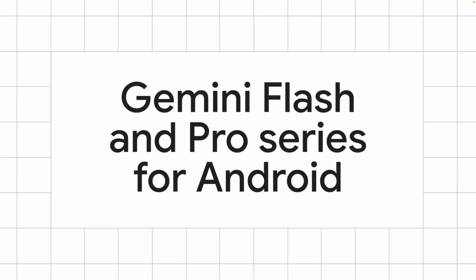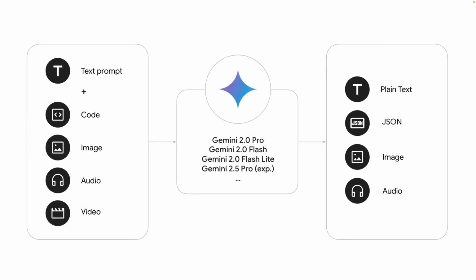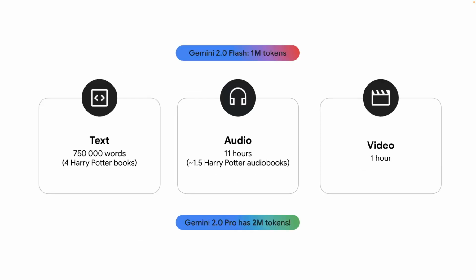So first, let's talk about the Gemini Flash and the Pro models that run in the cloud and how you can use them in your Android app. The Gemini models can process and analyze many types of information like text, images, audio, and video. The specific capabilities depend on which model you use, like Flash, Pro, or a different version like 2.0 or 2.5. A key feature is the large context window.